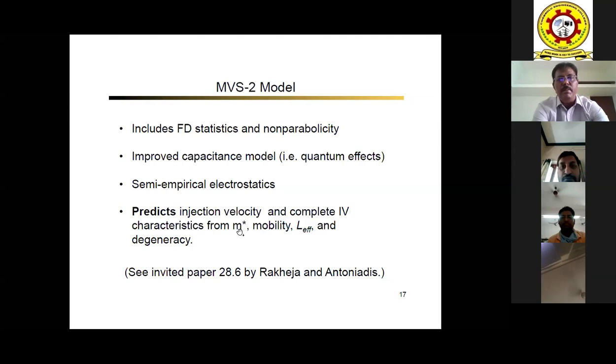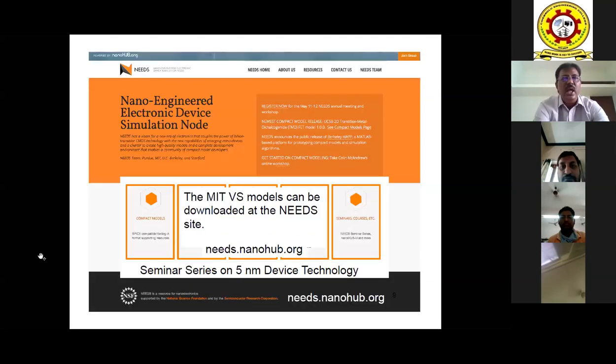M star may be a new term for some of us. This is actually the electron mobility, okay? Mobility of the electron. Then mobility, then L effective, the actual effective length of the gate, and degeneracy. Sometimes they degenerate. What is degeneration? Before the carrier moves from the source to the destination, some of them may recombine due to excess holes in the device, in the substrate. That leads to degeneration. Okay, so this is where we can download the MIT VS models.